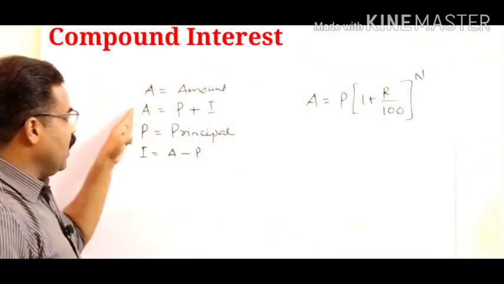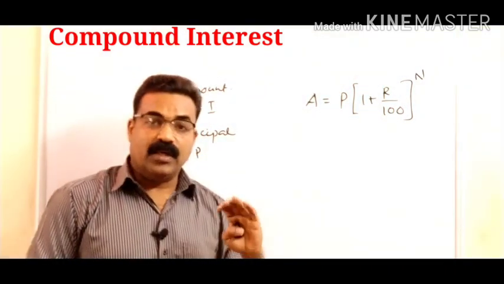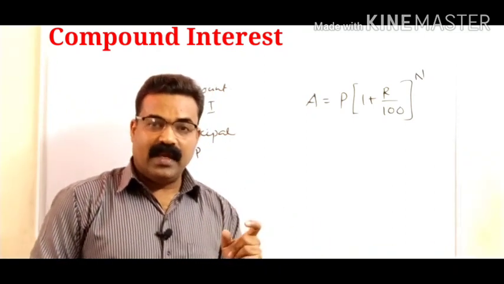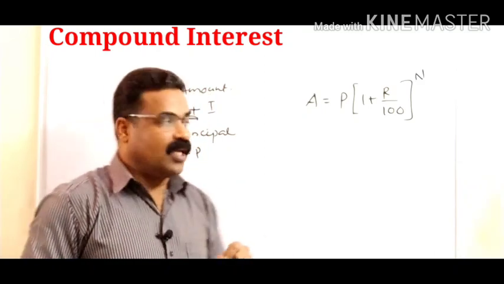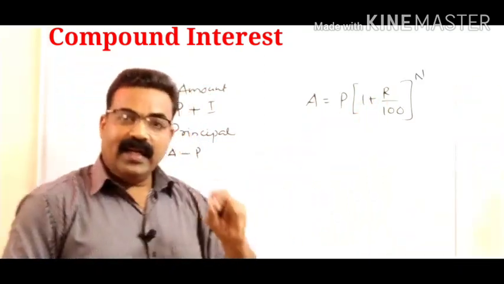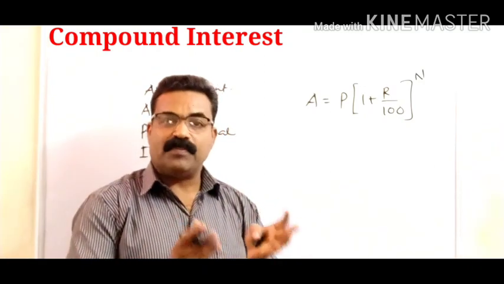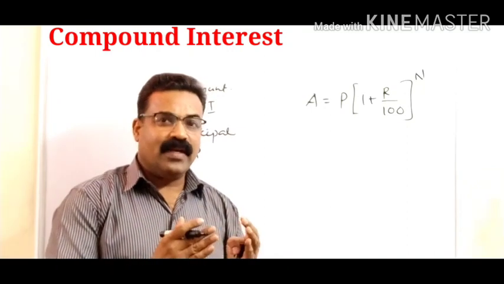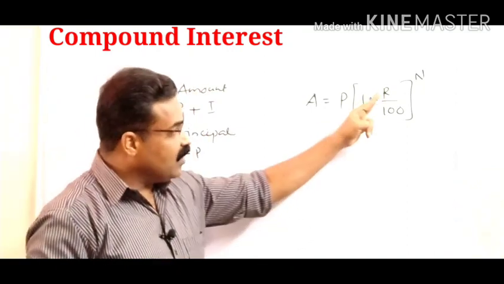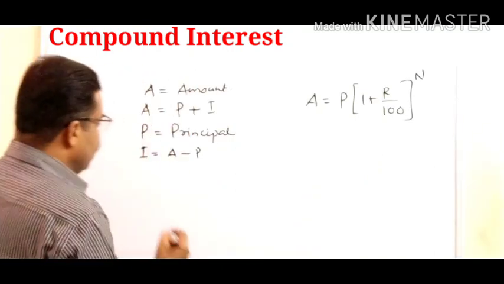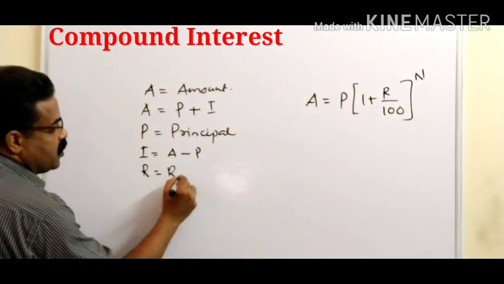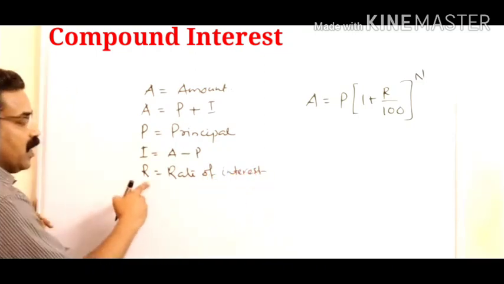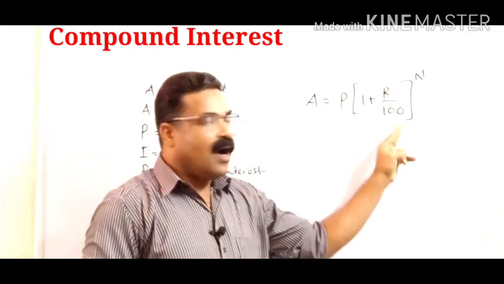So you understood what P, A and I are. Amount is equal to principal plus interest, so interest will be equal to amount minus principal. Principal is the initial amount we are investing. Next is rate. Rate of interest is always expressed as a percentage: 8%, 5%, 7%, 12%. That is why we take it as R by 100. R stands for rate of interest.